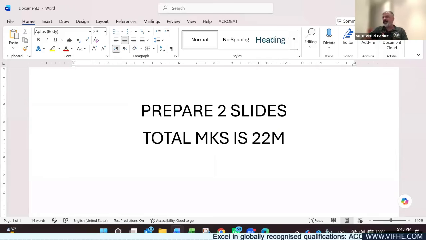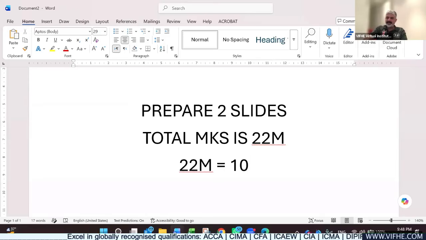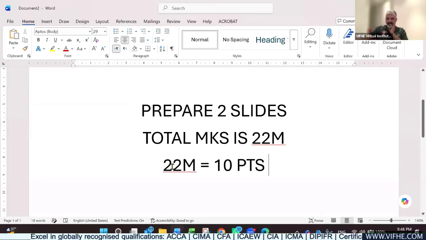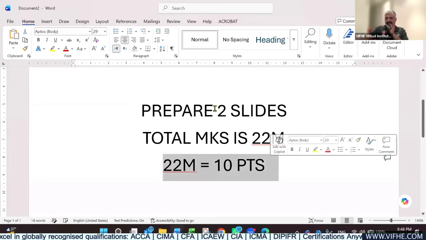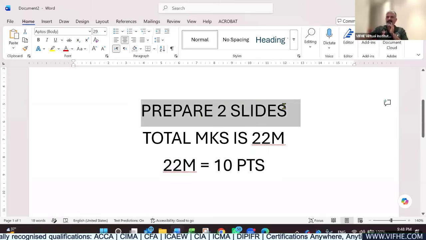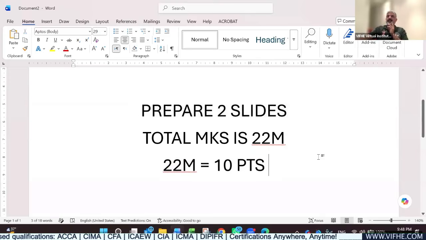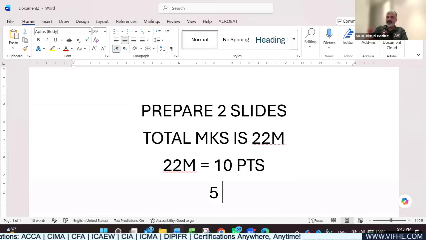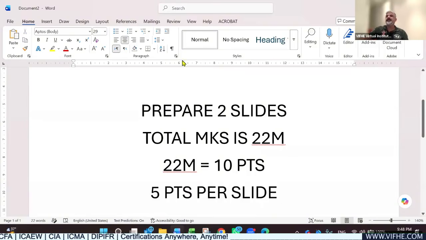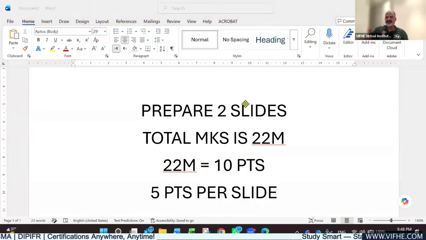First calculate the number of points. So how many points are required for 22 marks? 10 points. Correct? How many slides are there? 2 slides. So then 5 points per slide. Easy now? 5 per slide.